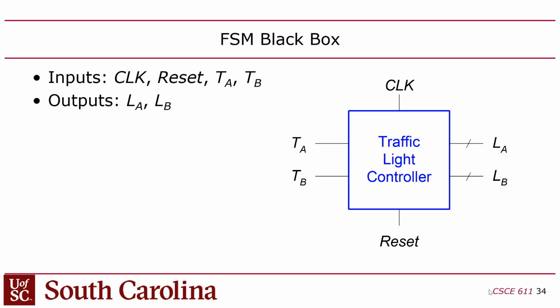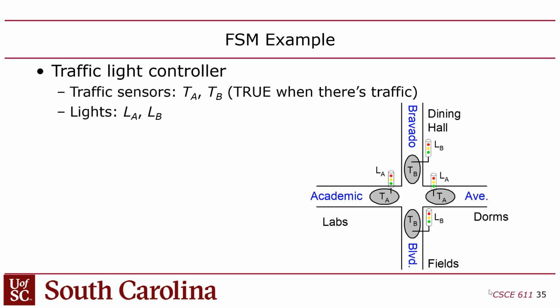TA and TB are the traffic detectors at Academic and Bravado, and LA and LB are the lights, showing which light is on for either road. LA and LB are actually 2-bit signals because you have to choose between 3 options: red, yellow, and green. So each of these is a 2-bit signal. In total you have 4 bits out and 2 bits in, and of course there's the clock and the reset. It basically looks like this. You've got the traffic detectors.